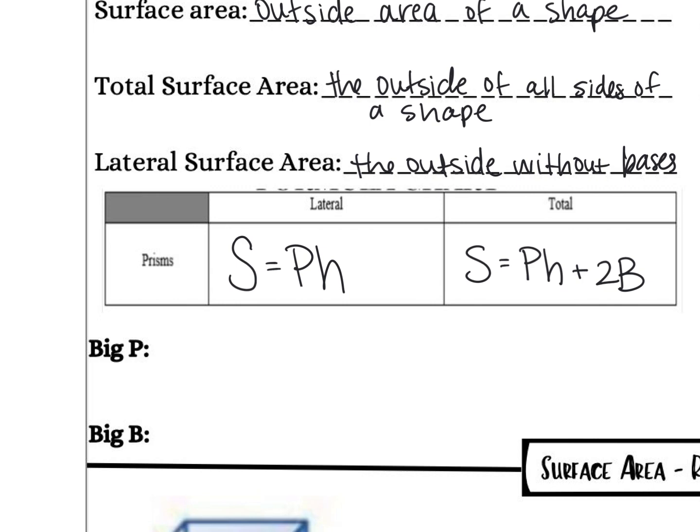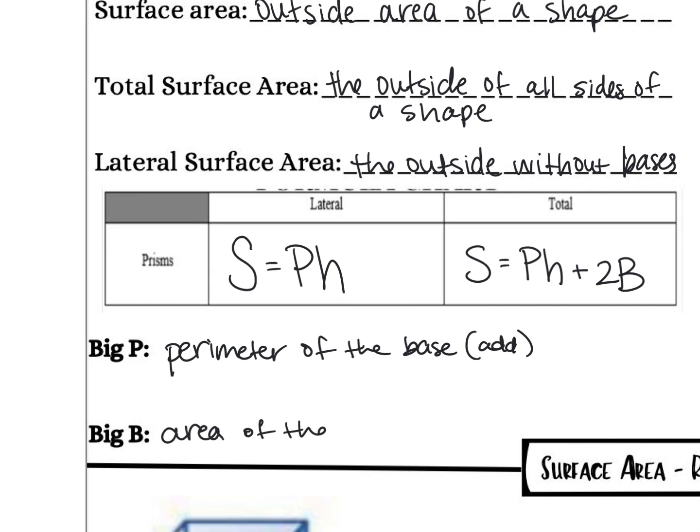Big P stands for the perimeter of the base. And remember, for perimeter, you just add all the sides. Big B, just like when we did volume, it's the area of the base. Now, what shape is the base of a rectangular prism? Well, it's a rectangle. So you look at the formula sheet. What's the area of a rectangle? Area of a rectangle is just base times height.